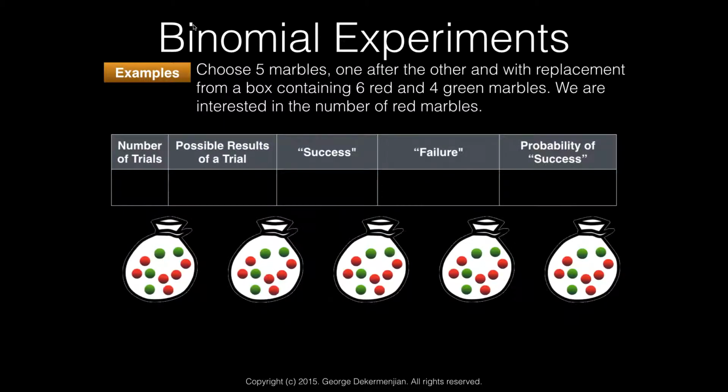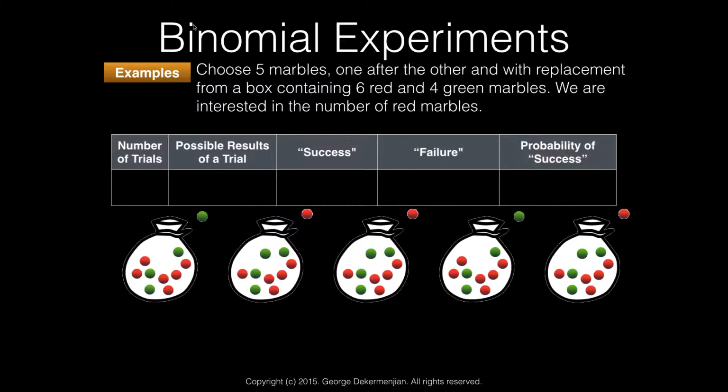Here's another example. We're going to choose 5 marbles, one after the other, and with replacement. What that means is we choose a marble, look at what it is, put it back in the bag, and then take another one. Now this bag has 6 red and 4 green marbles, okay? And we're interested in the number of red marbles. So let's go ahead and perform this experiment, see what happens.